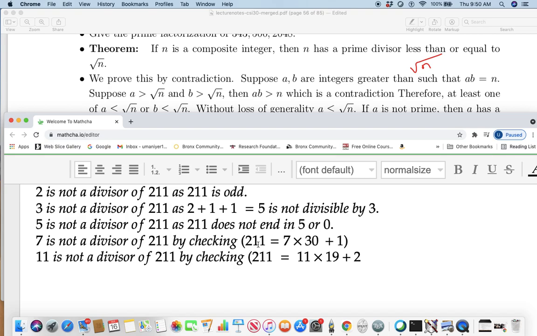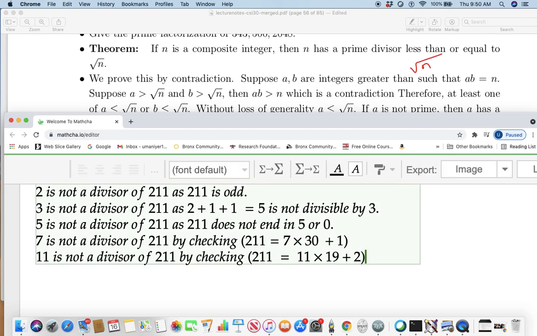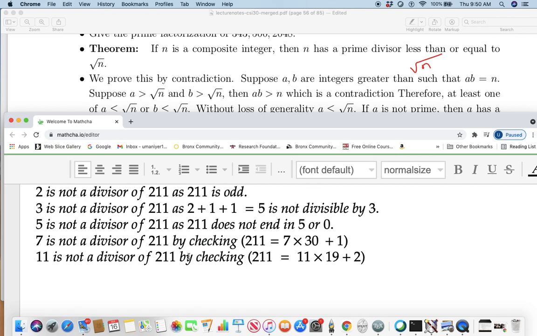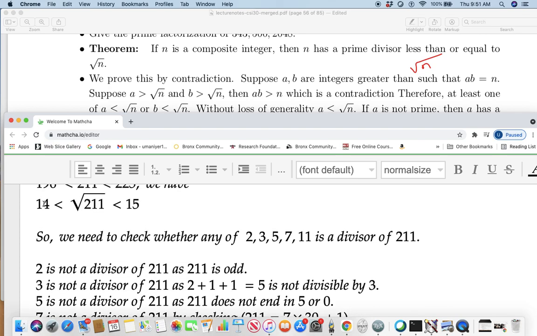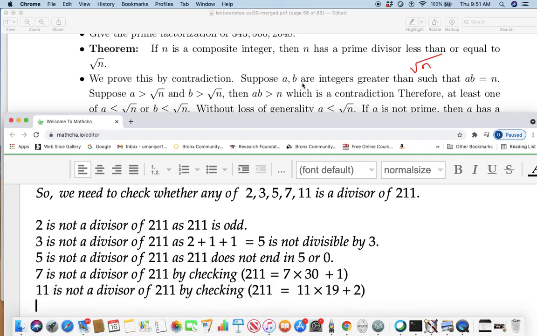Is 7 a divisor? Well, you have to check it. 211, if I divide by 7, 7 times 30 is 210. One remainder. So 7 is not a divisor. Is 11 a divisor of 211? No. 11 times 19 is 209 and 2 more is 211. So you have a remainder here of 2. So 11 is also not a divisor, and that's all you need to check. You needed to check the primes less than 14. Okay, so you know that 211 is a prime number.